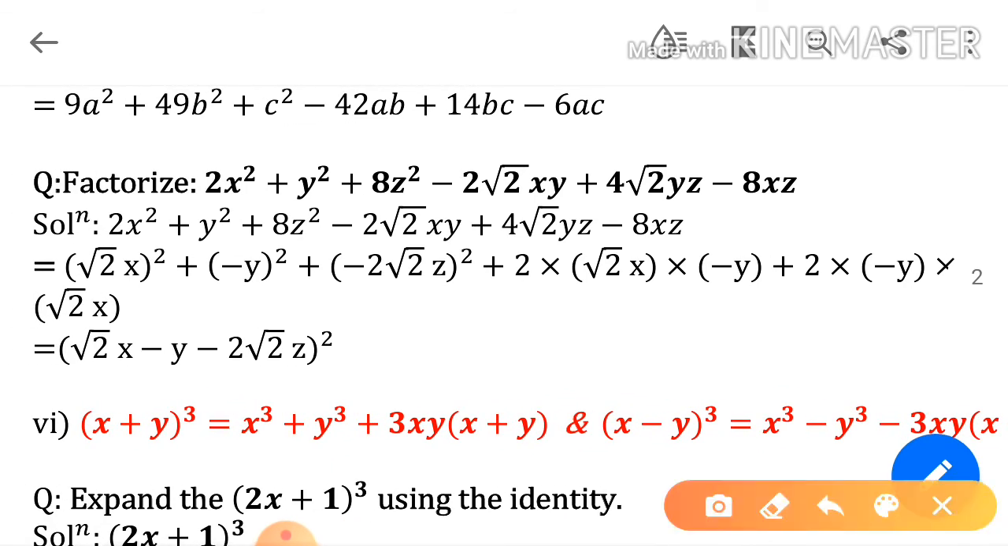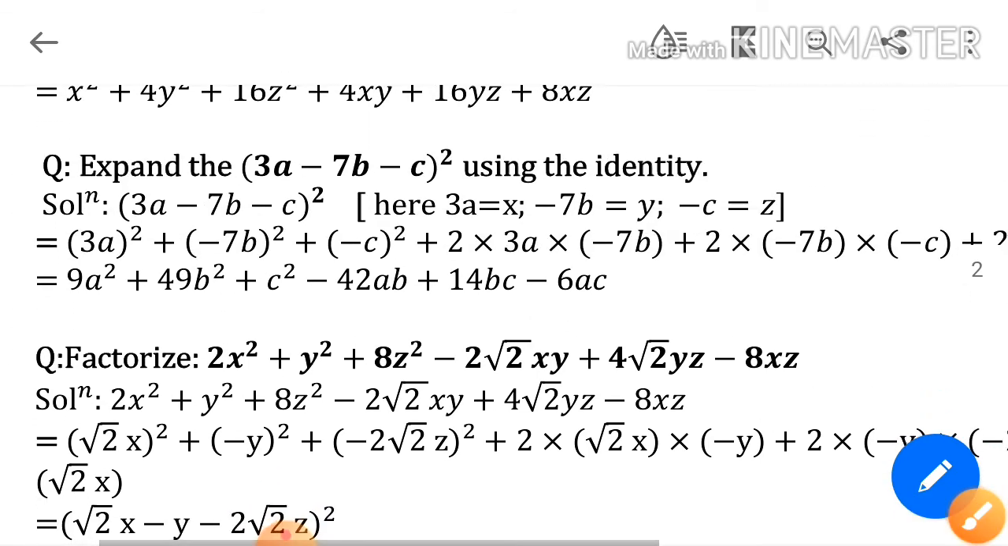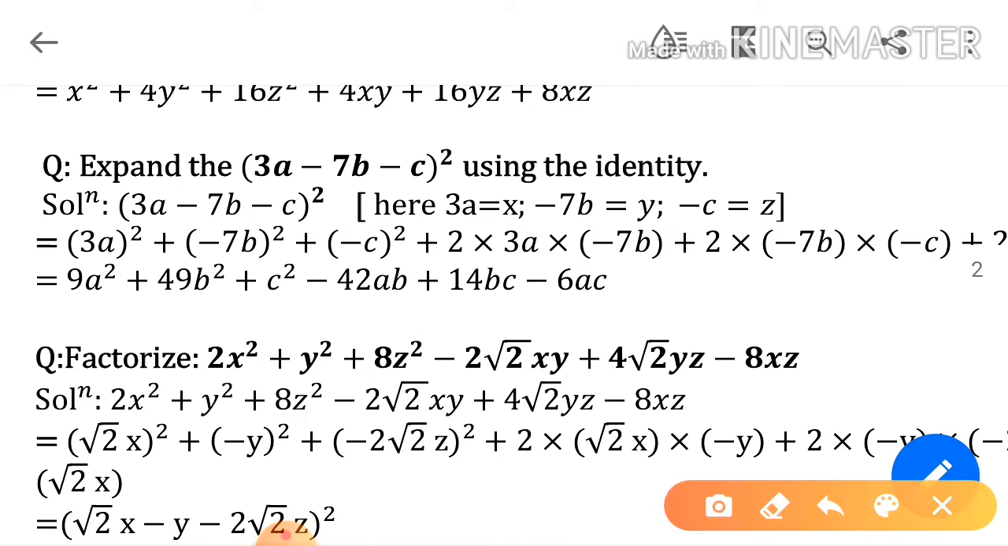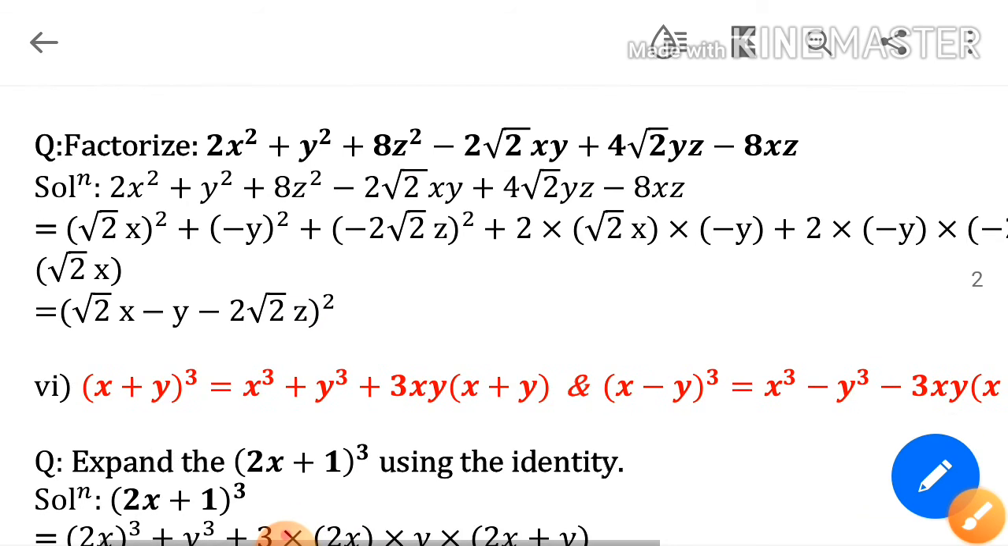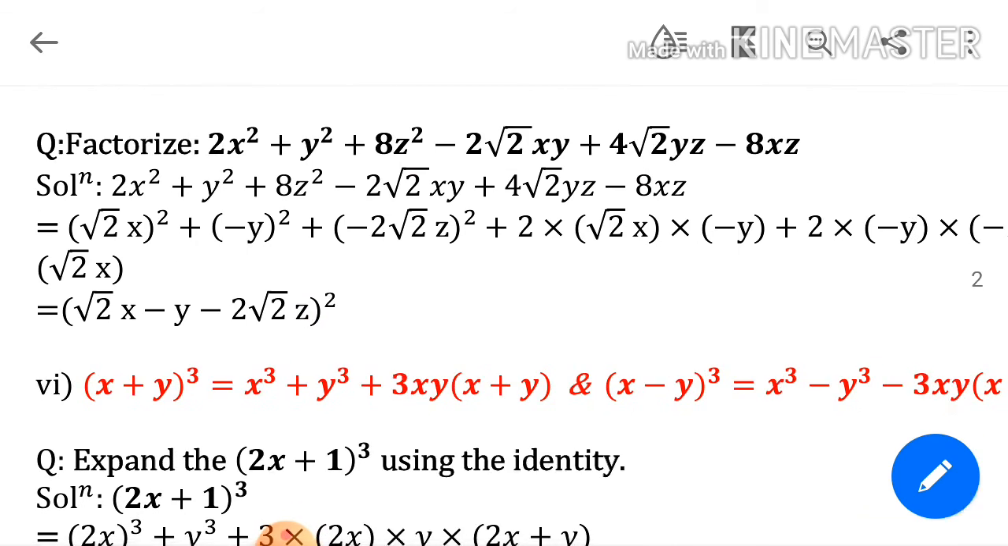Now in the previous sum we have expanded this type of quantity, and in this sum we have to factorize this type of quantity and go from this to this. That is the main motto of factorization. So for factorization, we write down the question here.